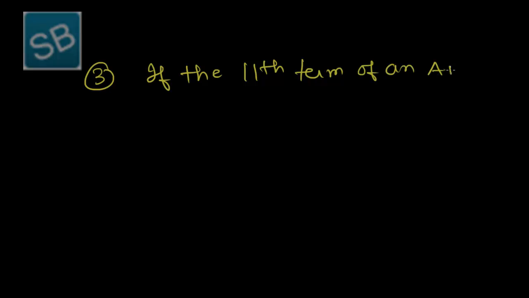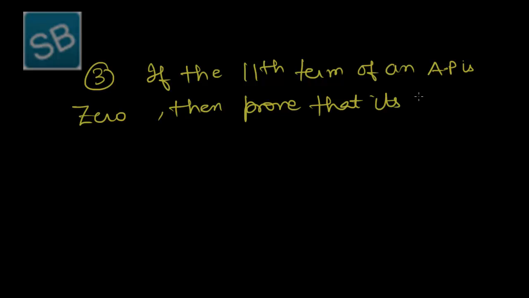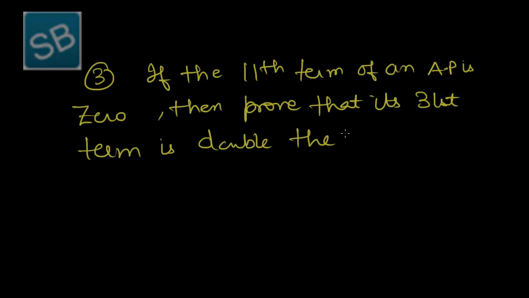Now the next problem is: if the 11th term of an AP is 0, then prove that its 31st term is double the 21st term.